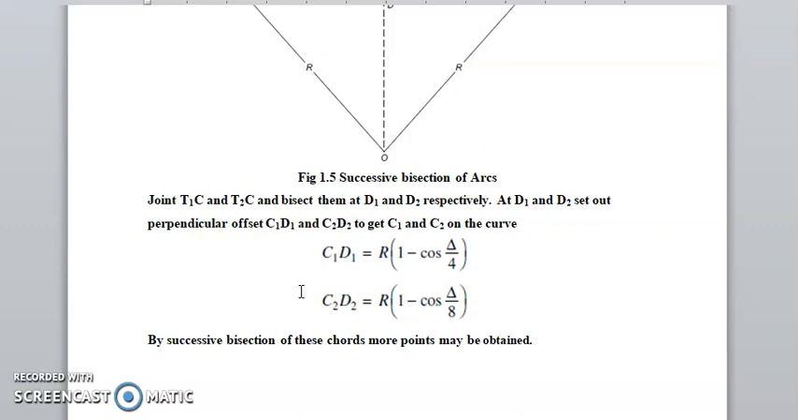Join T1C and T2C and bisect them at D1 and D2 respectively. At D1 and D2 set out the perpendicular offsets C1D1 and C2D2 to get C1 and C2 of the curvature. C1D1 equal to R(1 minus cos delta by 2), C2D2 equal to R(1 minus cos delta by 8). These are the two formulas.